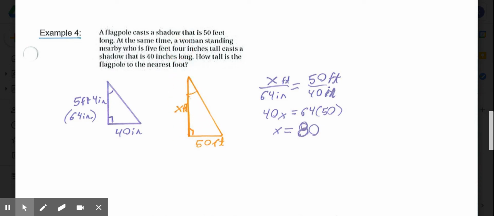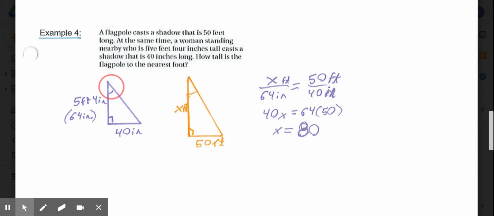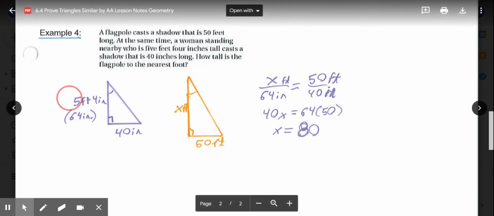Now, the key is when it says a woman nearby at the same time. That tells us the sun in the sky is at the same point. So this angle on this triangle is congruent to this angle. And we're assuming the woman is standing upright, so we have a 90-degree angle. So we know we have similar triangles. Now we knew the woman's shadow was 40 inches. Her height, 5 feet 4 inches. If we convert that, it's 64 inches.